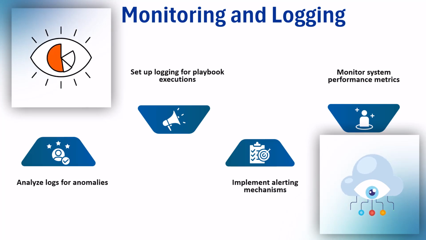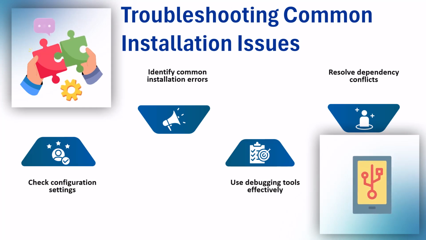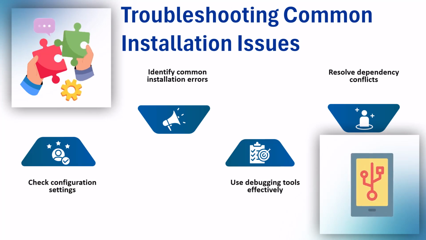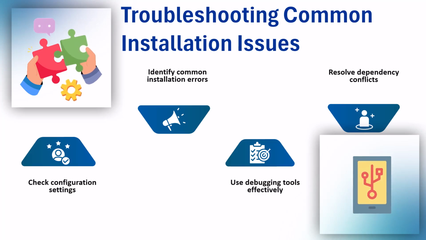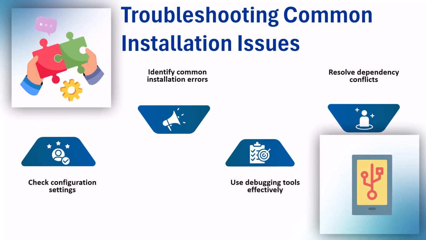Automation isn't just about action. It's about foresight. Installation errors happen. We just need to outsmart them. First, we pinpoint common errors, because knowing the enemy is half the battle. Then, resolving dependency conflicts, like making sure your puzzle pieces actually fit. Checking configurations ensures we haven't missed a sneaky typo. And debugging tools, they're the lifeline when things don't go as planned. Because let's be honest, troubleshooting is just another word for problem solving.